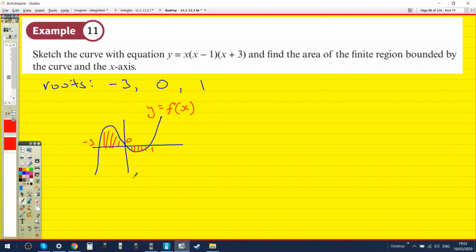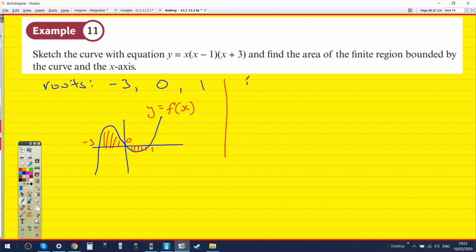So would I do it step by step? Would I get the first area and then get the second area? Yes. So would I first do 0 and -3 integrated with that, and then do 1 and 0 integrated? Yep.